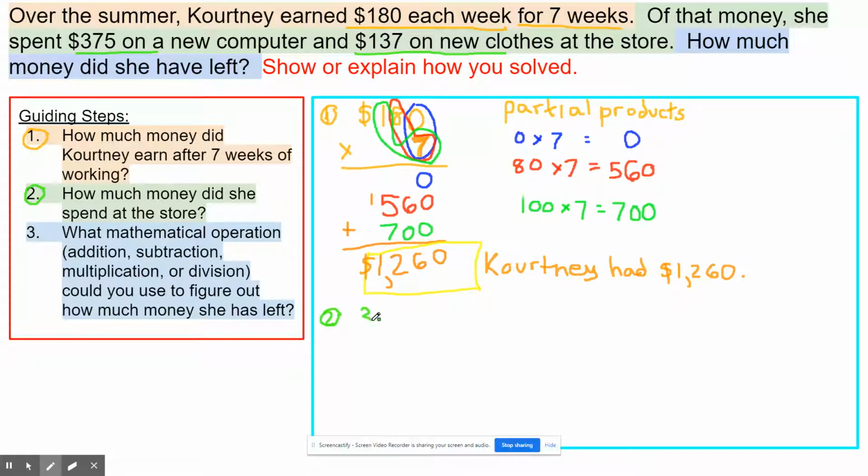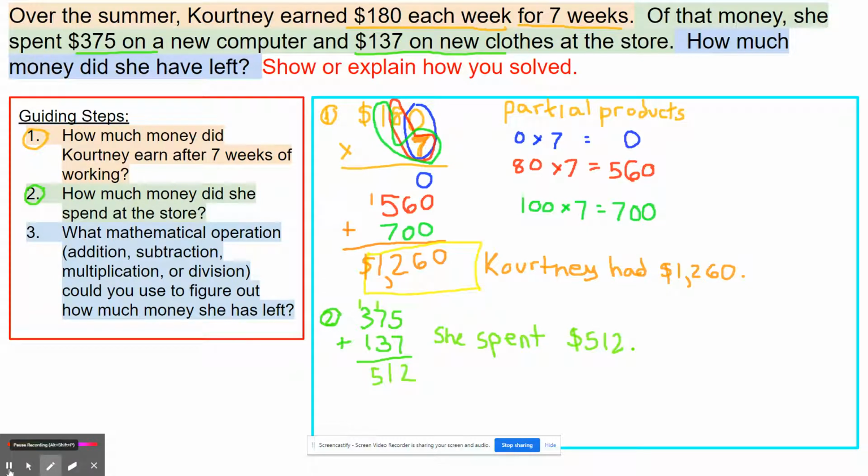So that would be adding together $375, which is the amount she spent on a new computer, and $137, which is the amount she spent on new clothes. So try doing this addition problem on your own, pause this video, and then play it again once you find your answer to see if you got the same as me. All right, so after trying the addition on your own, you should have got a sum of 512. So she spent a total of $512 at the store.